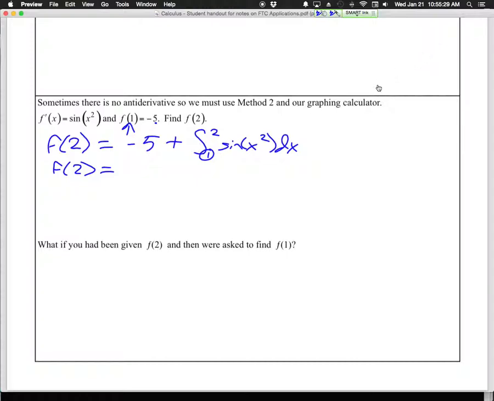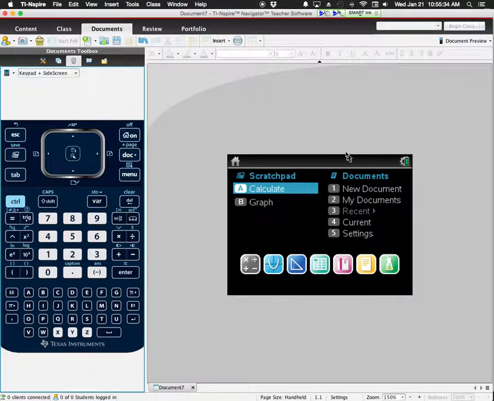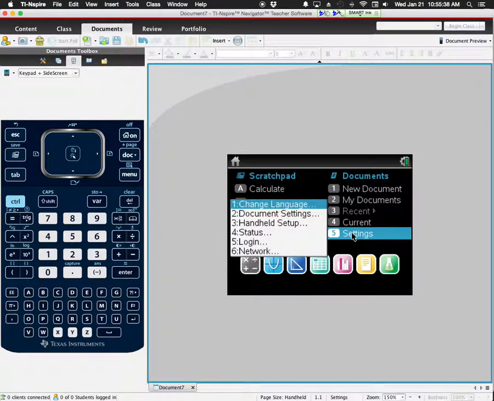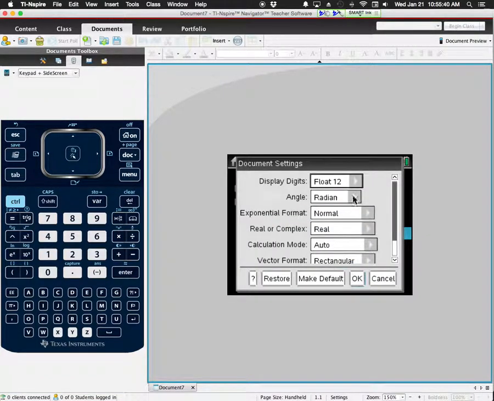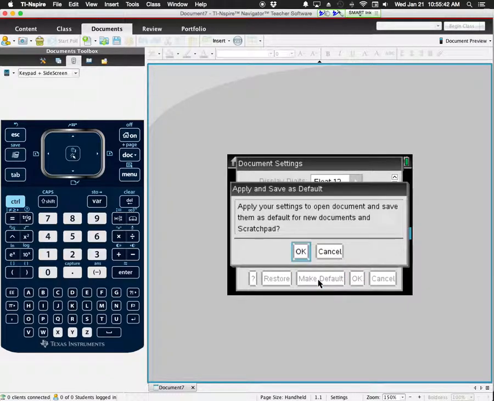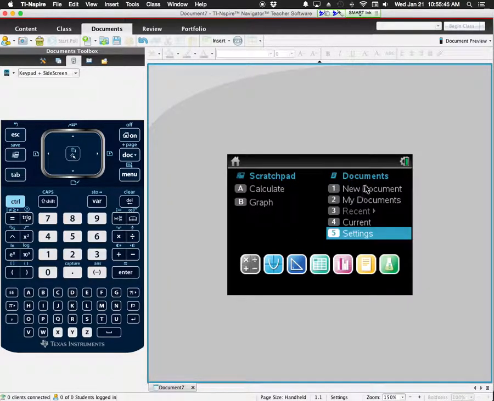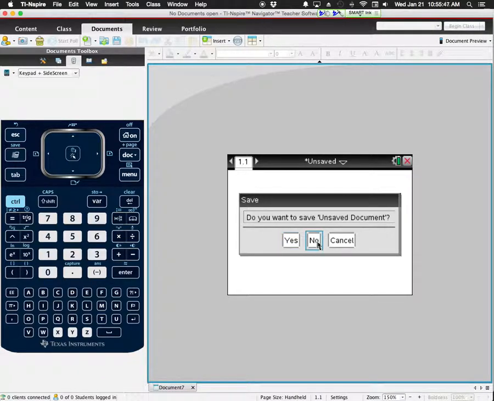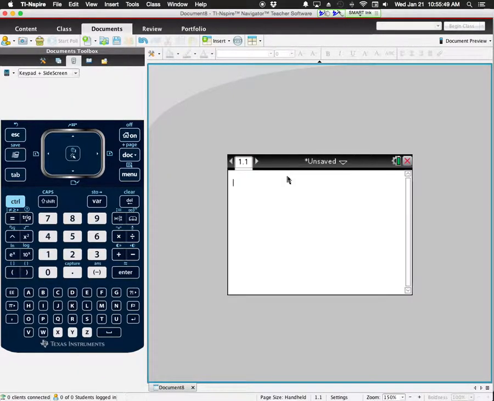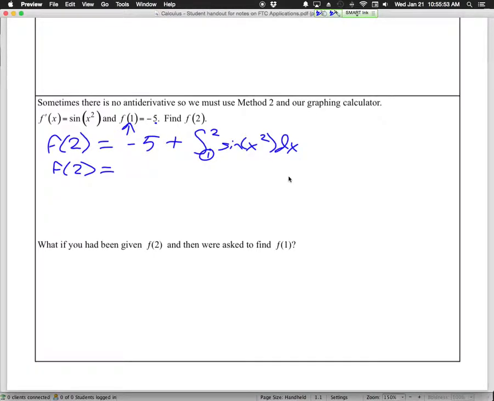So now we're ready for our calculator. We need to make sure we're in the correct mode. What mode do we need to be in? Radians. In calculus, we need to be in radians. So make sure it's in radians and make sure you hit make default. And then we want to do a new document. And we want to add a calculator.